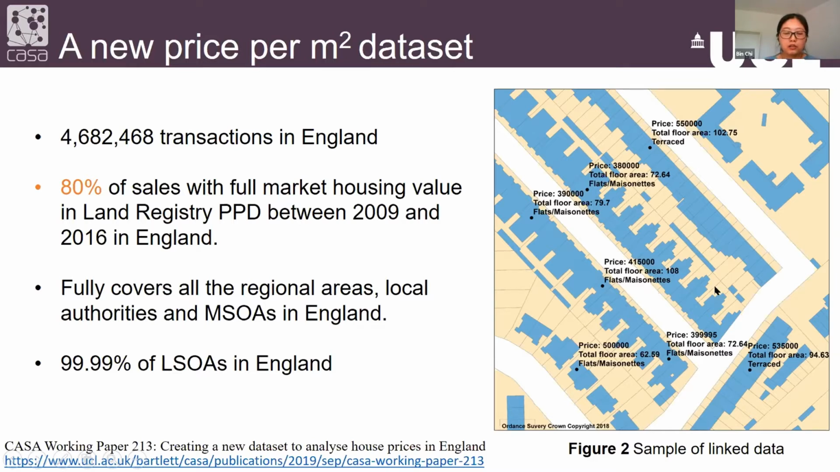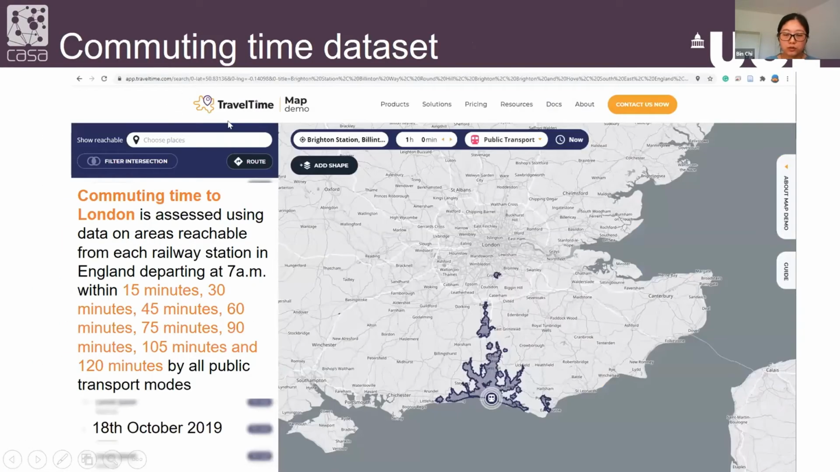The second part of the dataset is the commuting time data. So we get it from the TravelTime platform. Here I show you an example. What you can do in this platform is you just set up a place where you start and you can set a commuting time you want. And then you can get the reachable areas for a given transport mode.